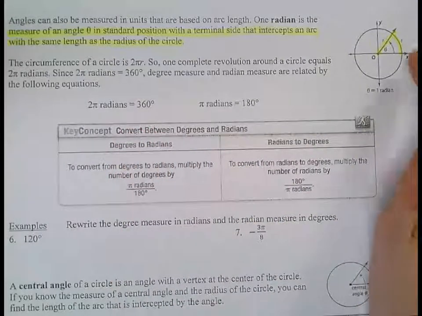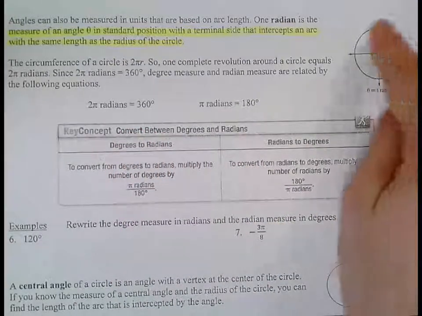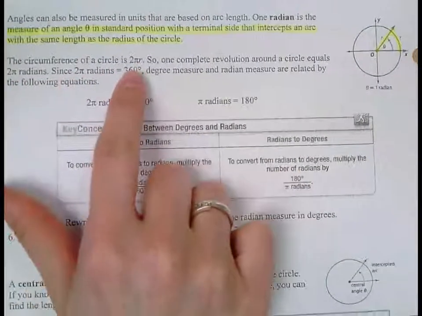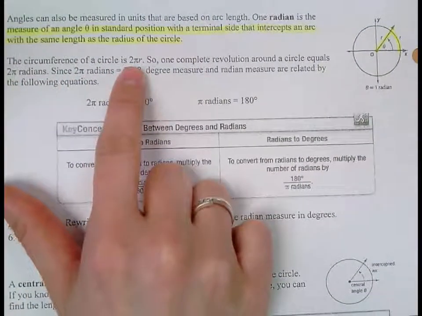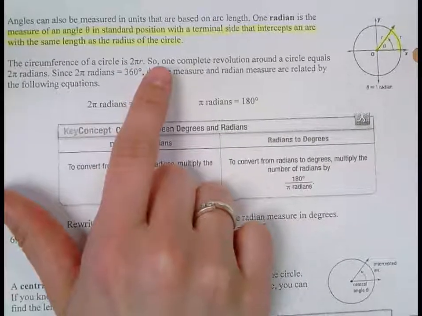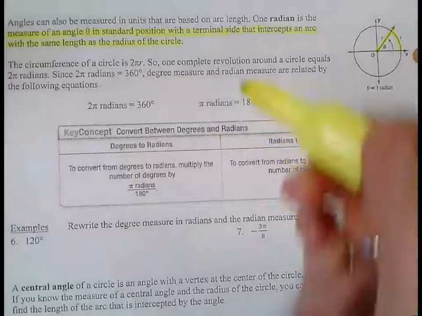So therefore, the length around an entire circle would be the circumference. The circumference of a circle is 2 pi r, so 2 times pi times the radius. So 1 complete revolution around a circle is equal to 2 pi radians.